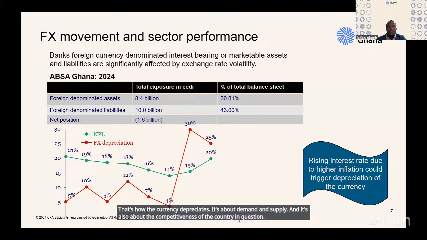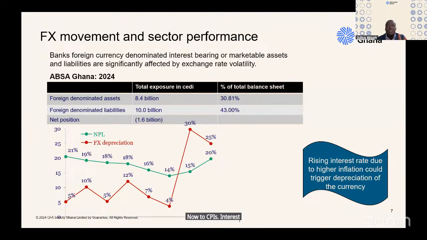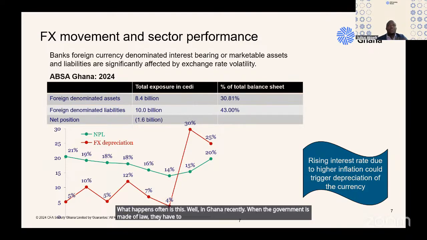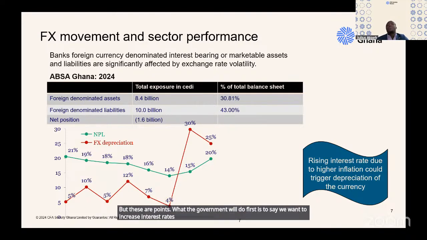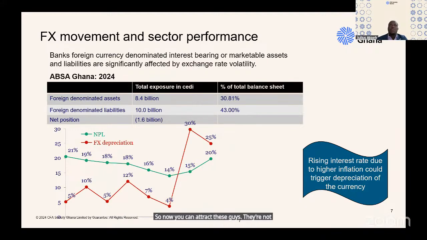Now to say this, interest rate is not the only thing that attracts investors. What happens often is this. In Ghana recently, when the government needs money, they have to increase interest rates so that we attract foreign investors. Because foreign investors want to leave, they are saying that, well, inflation or currency depreciation has wiped away the current rate, so we are not getting good returns. So they would like to leave the market. What the government will do first is to increase interest rate. But if you increase interest rate so that you can attract those guys, they're not just going to be looking at today. They're going to be looking at tomorrow.